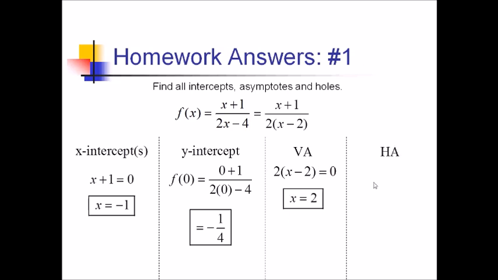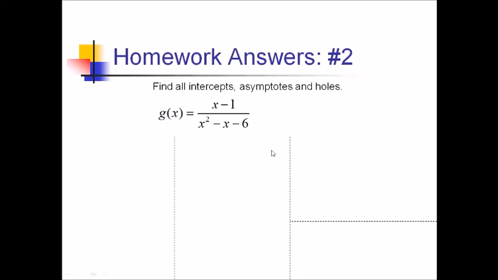And then finally, for the horizontal asymptotes, looking at the degrees of the numerator and denominator, it's the same degree. These are both x to the first power as the highest exponent term. So that means we're just going to take the lead coefficients, the ratio between those, and that'll be our horizontal asymptote. So we then have y equals the invisible 1 here over 2.